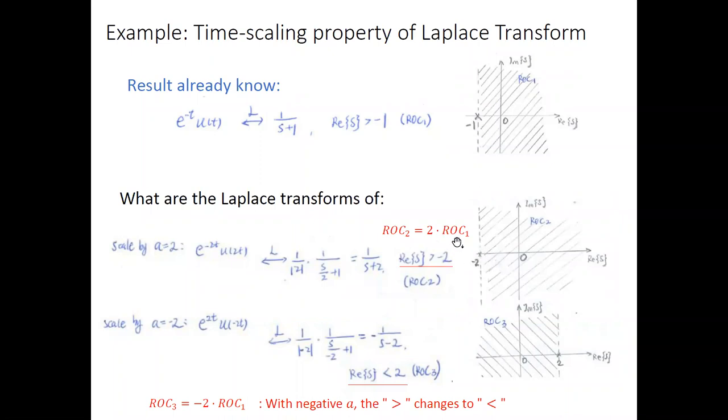So here, 2 times ROC1 means we multiply the pole by 2. So we change it from minus 1 to minus 2, but the direction of the region of convergence does not change. It's still the right side of the pole.